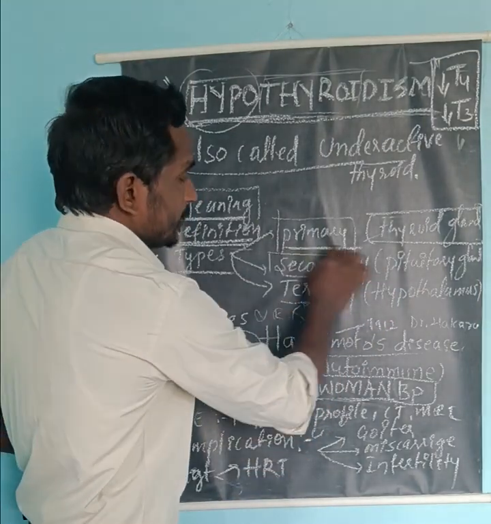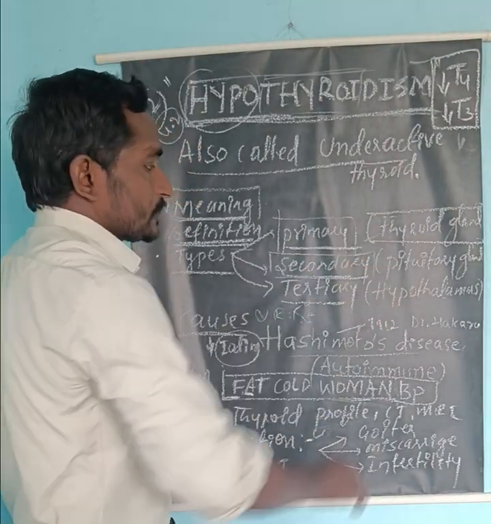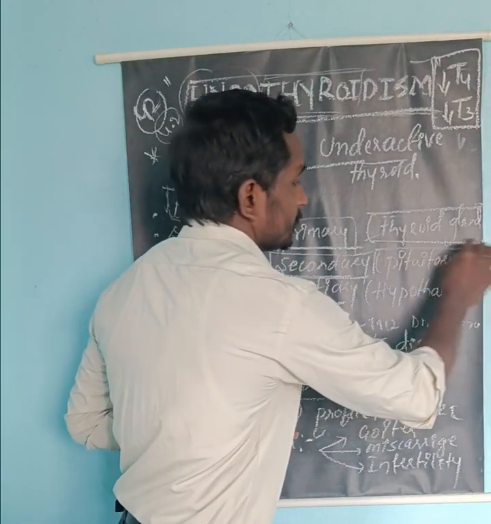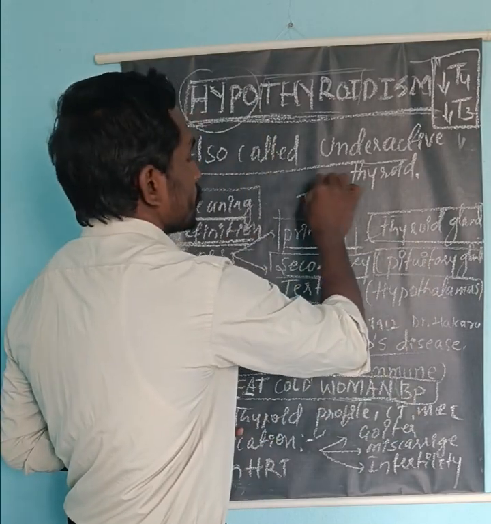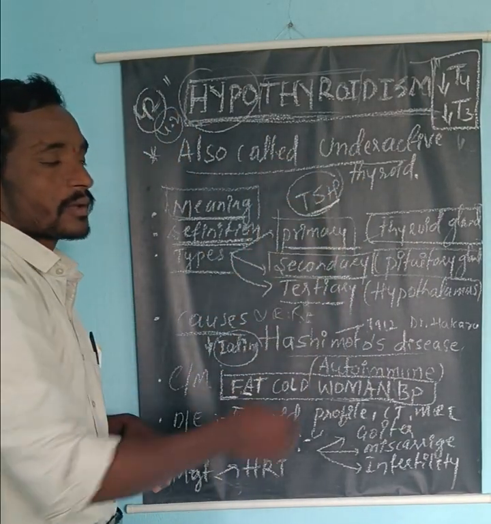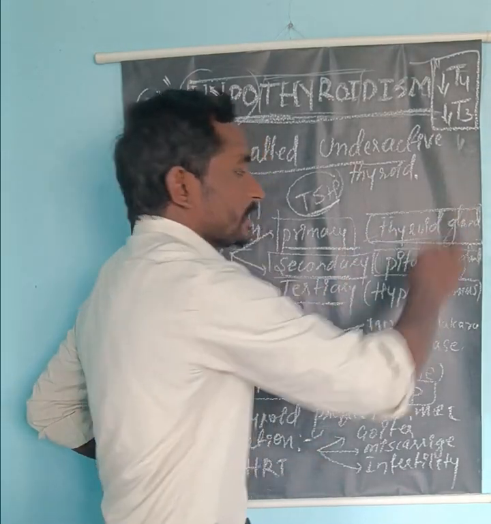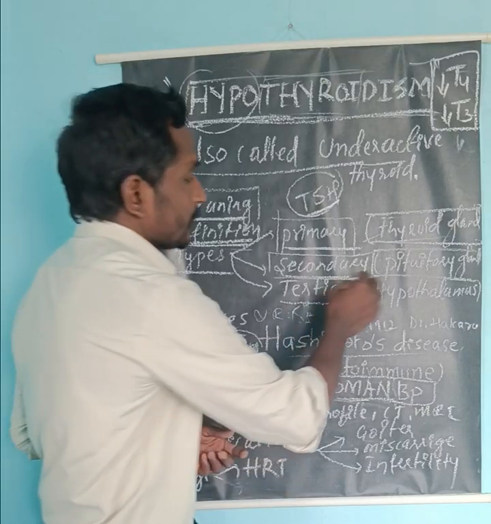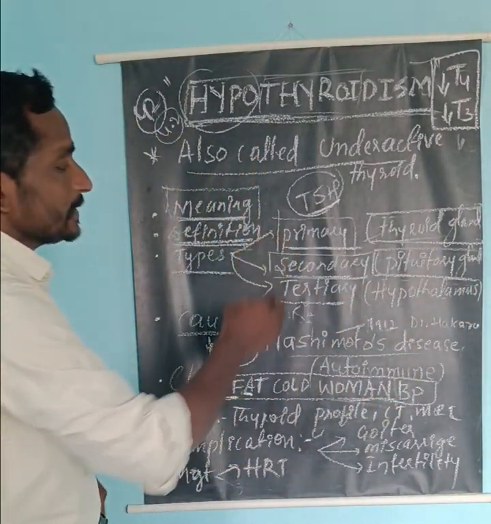Now come to secondary hypothyroidism, in which the pituitary gland is not able to produce TSH hormone, the thyroid stimulating hormone. When there is no thyroid stimulating hormone, the thyroid gland is not stimulated and does not produce any kind of thyroid hormones. So this is regarding secondary hypothyroidism.